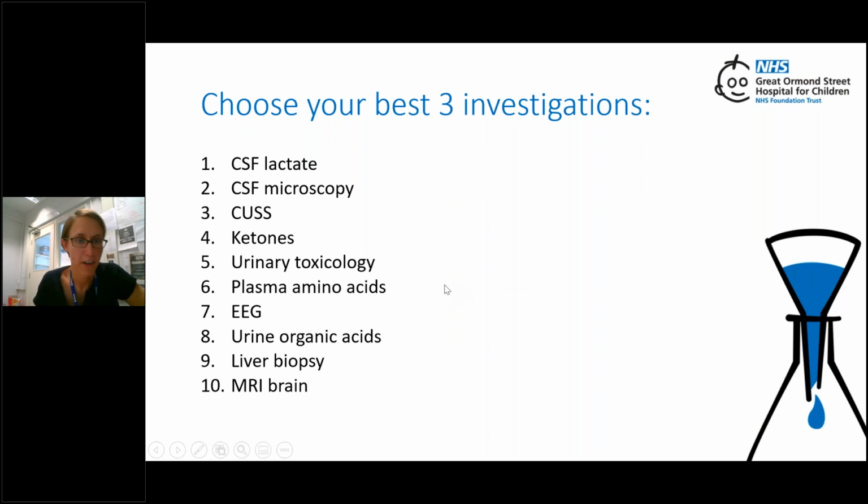So you've probably thought about it by now. These 3 would be my choice: ketones, plasma amino acids, and urine organic acids. Well done. Someone actually wrote down the choice. Someone said 5, 6, and 8, so quite similar. And just to let you know, the urinary ketones were 1+.